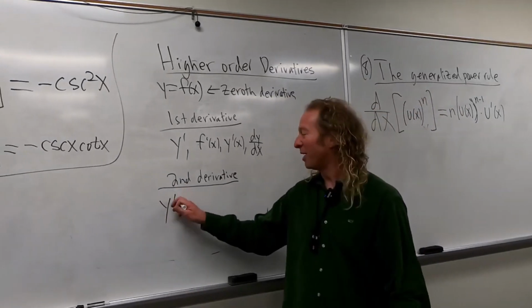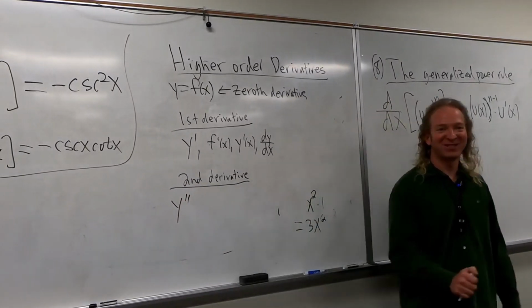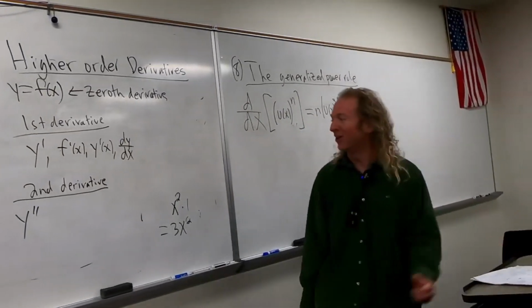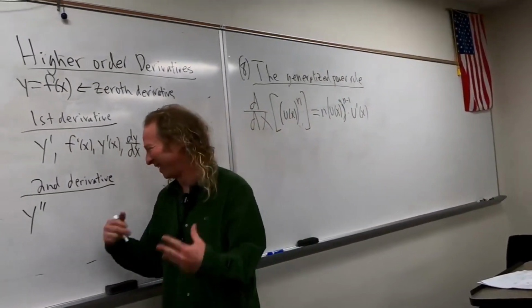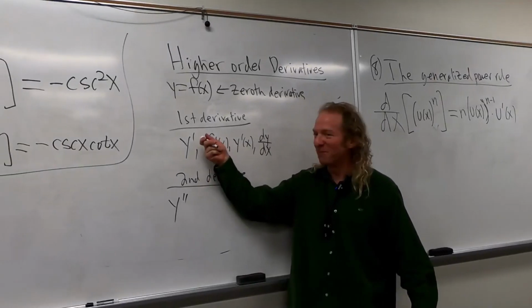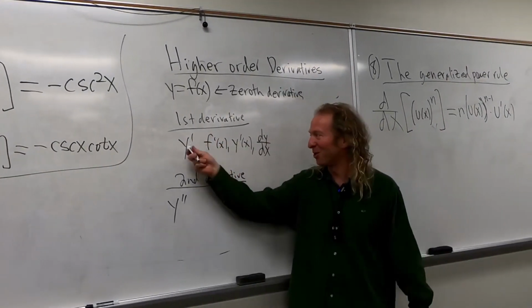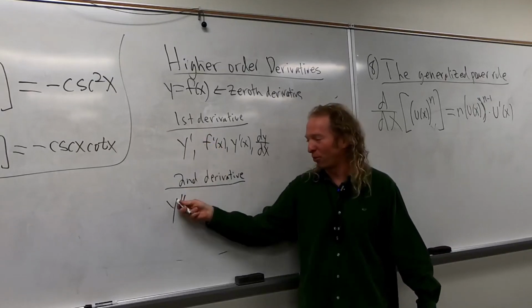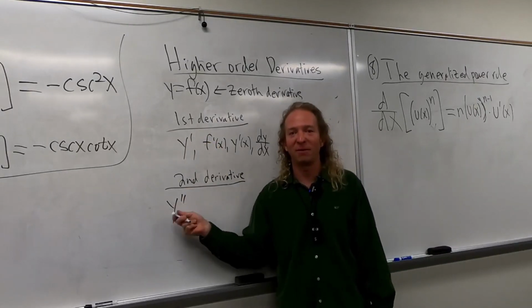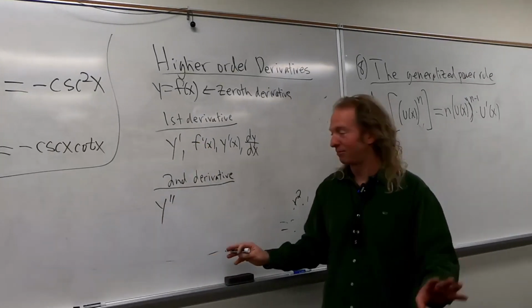So, y double prime. The first few homework problems are really easy, they'll make you feel smart. So y double prime, that's how you say it, double prime. Don't say prime prime. No one says that.